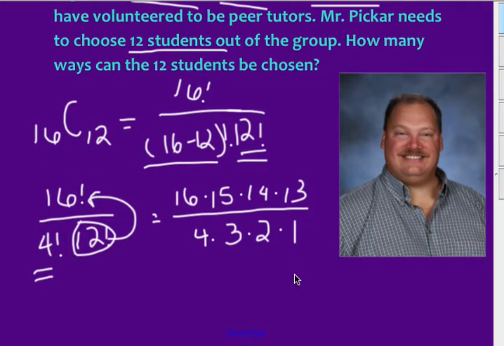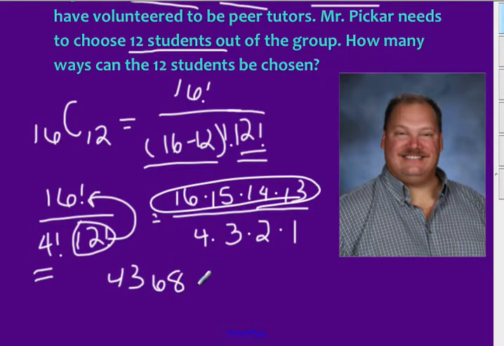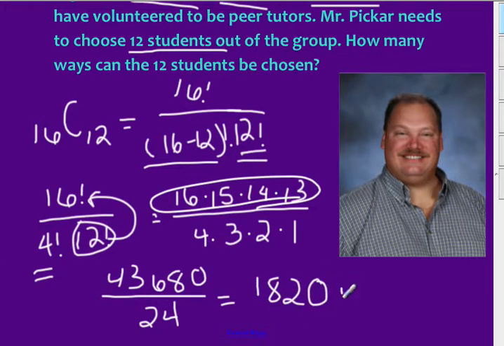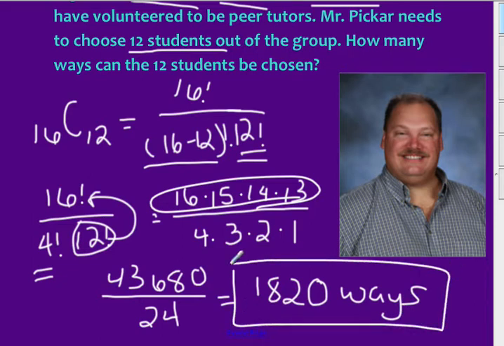So then what I'm going to do is multiply out the top. When I multiply out that top piece, I get 43,680. And then when I multiply out the bottom, I end up getting 24. So when you divide that out, you end up getting 1,820, and then you're going to write ways, because that's how many ways Mr. Picard can choose 12 students out of 16.